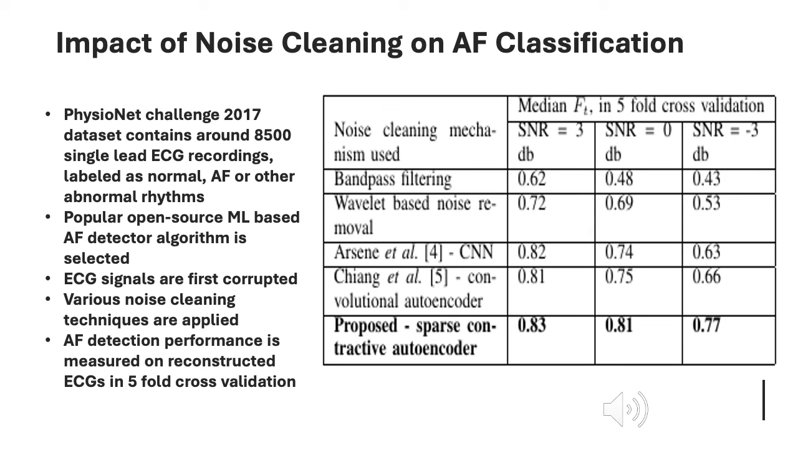We perform a qualitative evaluation of the baseline autoencoder in terms of usability of the reconstructed signals in a real-world application. The PhysioNet Challenge 2017 dataset, which contains around 8,500 single-lead ECG recordings labeled as normal, AF, and other abnormal rhythms, is selected for that purpose. An open-source machine learning algorithm for identifying different rhythms is selected.